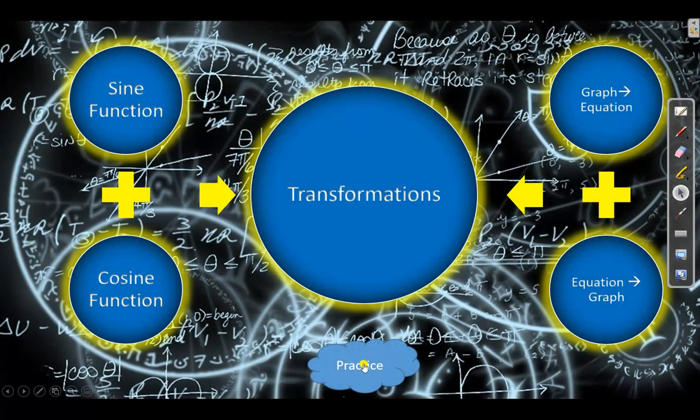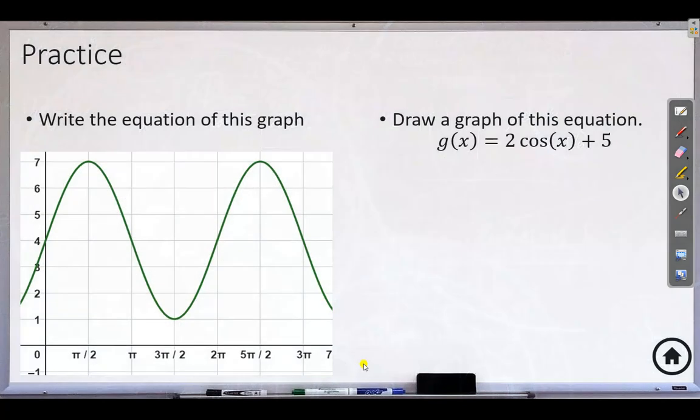So let me give you a few practice problems to take a look at. The first one, you're going from a graph. See if you can identify the midline and the amplitude to let you write the equation. And here, hopefully you can identify again the midline and the amplitude from the equation to put on a graph.